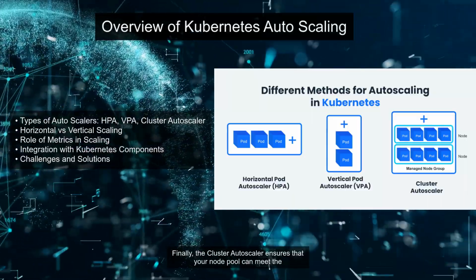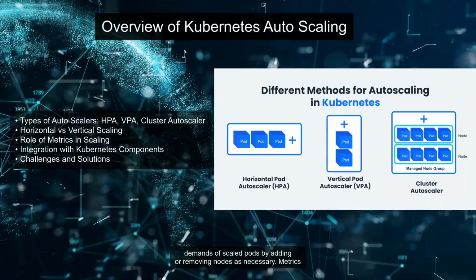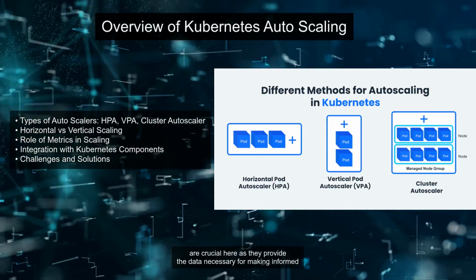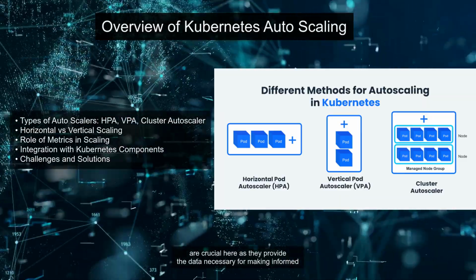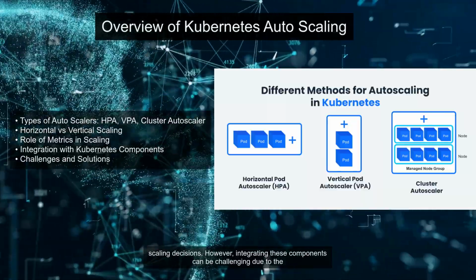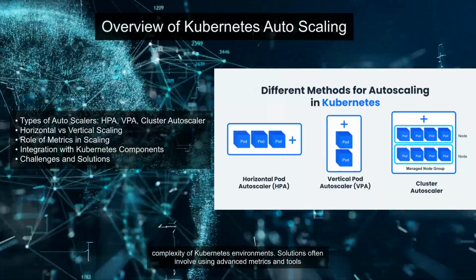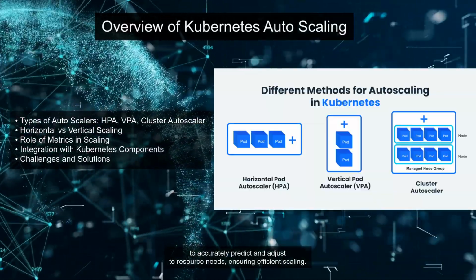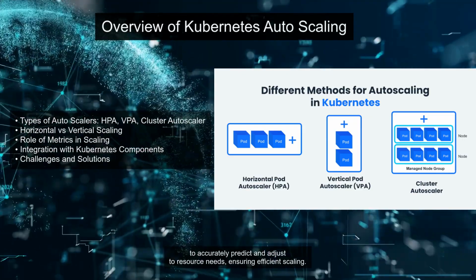Finally, the Cluster Autoscaler ensures that your node pool can meet the demands of scaled pods by adding or removing nodes as necessary. Metrics are crucial here as they provide the data necessary for making informed scaling decisions. However, integrating these components can be challenging due to the complexity of Kubernetes environments. Solutions often involve using advanced metrics and tools to accurately predict and adjust to resource needs, ensuring efficient scaling.